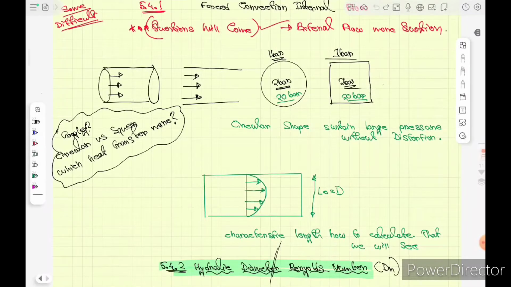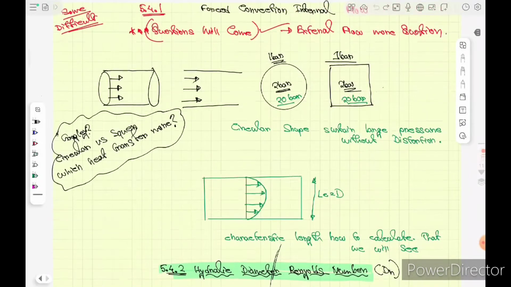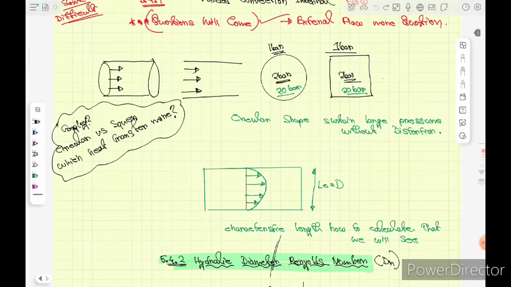So the date was 25th of November. Okay, let's go. Questions will come, but fewer than from external flow. Now what does this mean? Through a pipe it will flow, simple. Now why are we choosing circular? Because it can sustain larger pressure without distortion. Without distortion, circular bodies are very good at sustaining pressure.